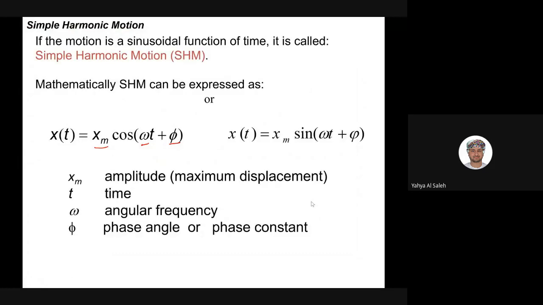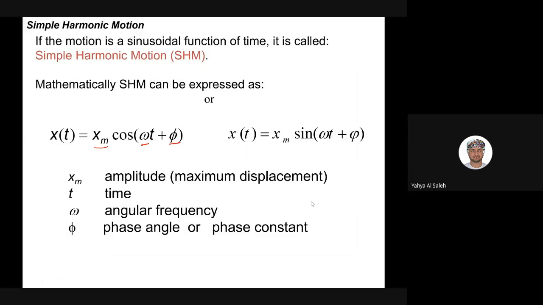x_m is the amplitude. It's the maximum possible displacement. t is time, the actual time now. Omega is the angular frequency. And phi is what we call a phase angle or a phase constant.